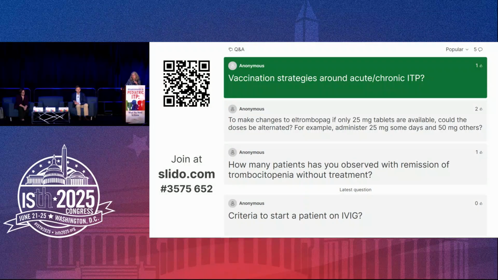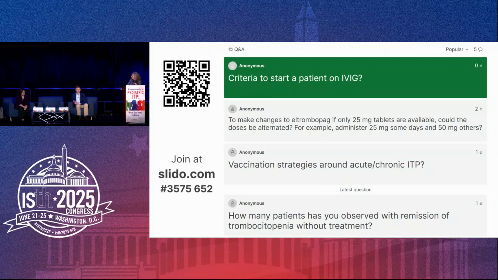I wanted to come back. I'm going to skip the one in green and just skip down for a second, because we haven't spent a lot of time on first-line therapy. We have a question down at the bottom on the criteria to start a patient on IVIG. So I thought we'd loop back to our presentation on first-line therapy and address that question.